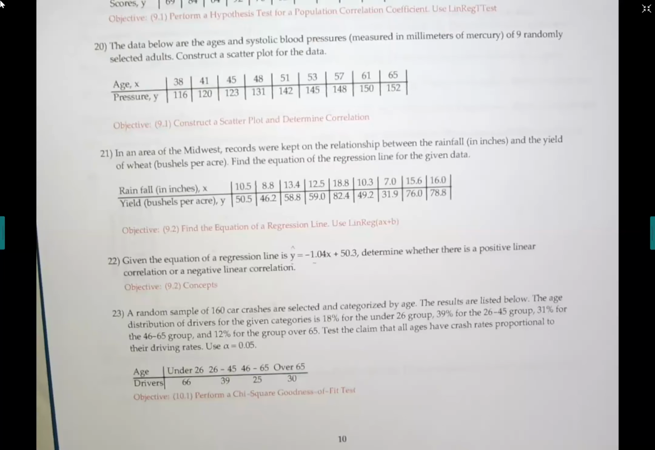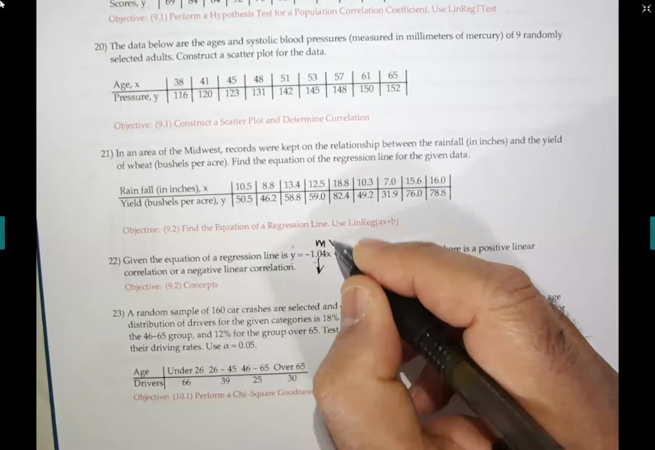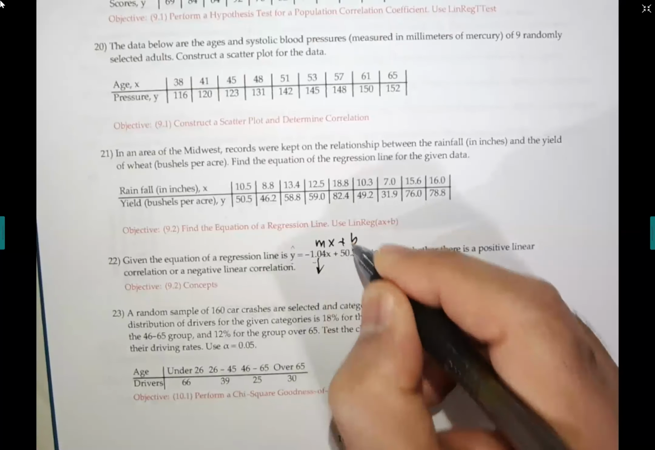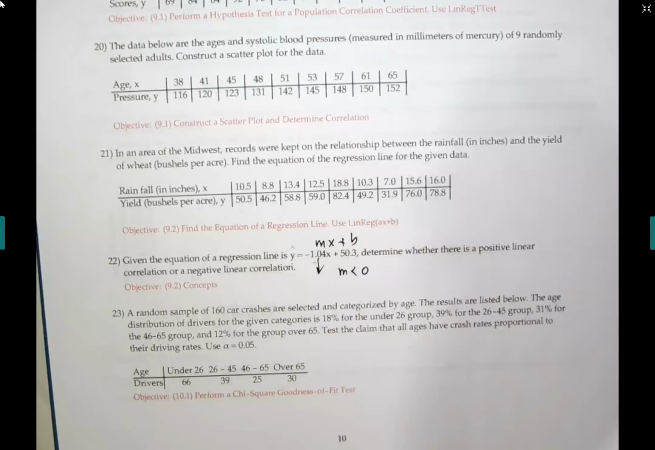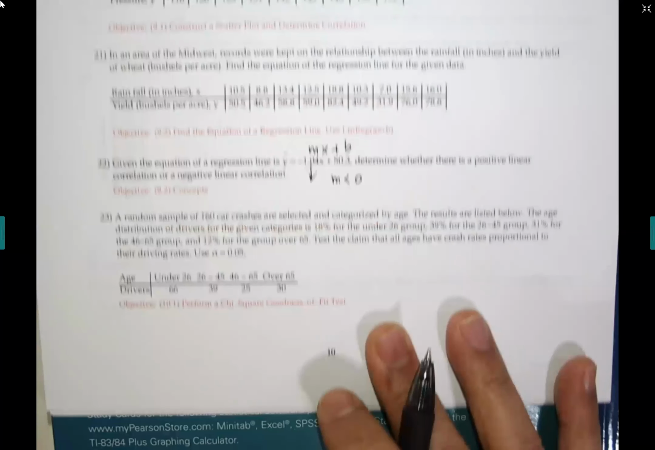Negative, I agree, because the slope is negative, because this is mx plus b. If the slope is negative, that means it's a negative correlation. If the slope is positive, positive correlation. That's it. Okay, 23, goodness of fit test.